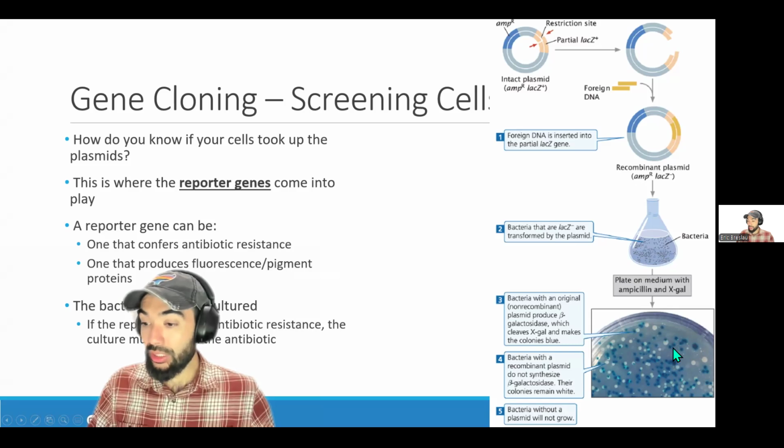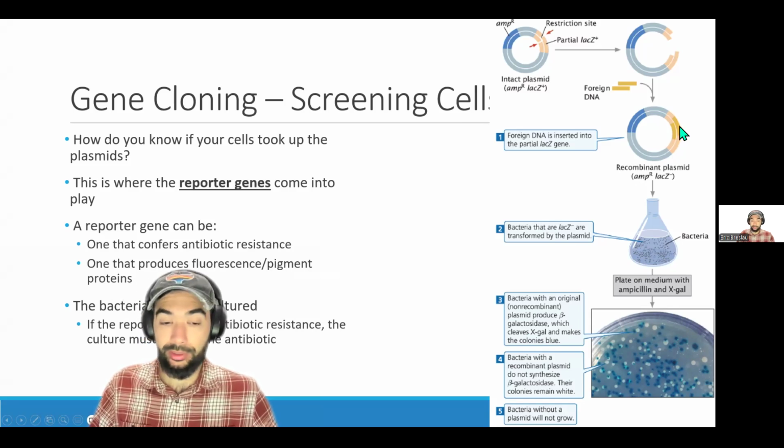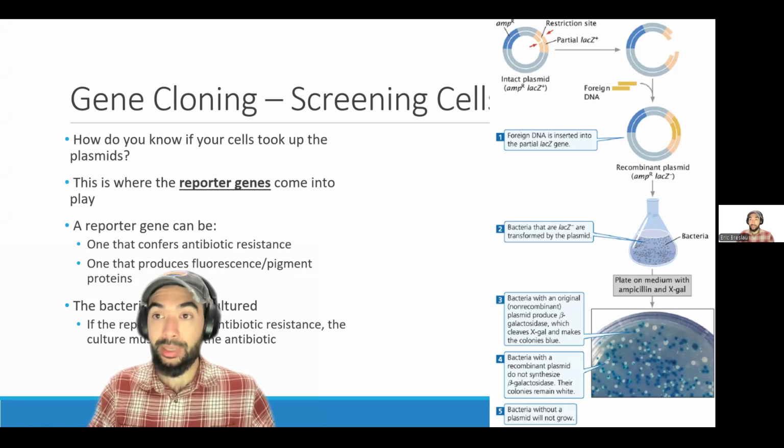And so these are colonies we don't want. Colonies we do want in this case are those white colonies that weren't able to break down X-gal because their LAC-Z gene wasn't actually working. And so that ensures we're taking the right bacteria.